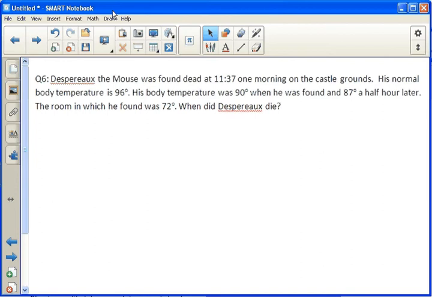This is part 2 of the review sheet for test number 1 in Calculus BC.